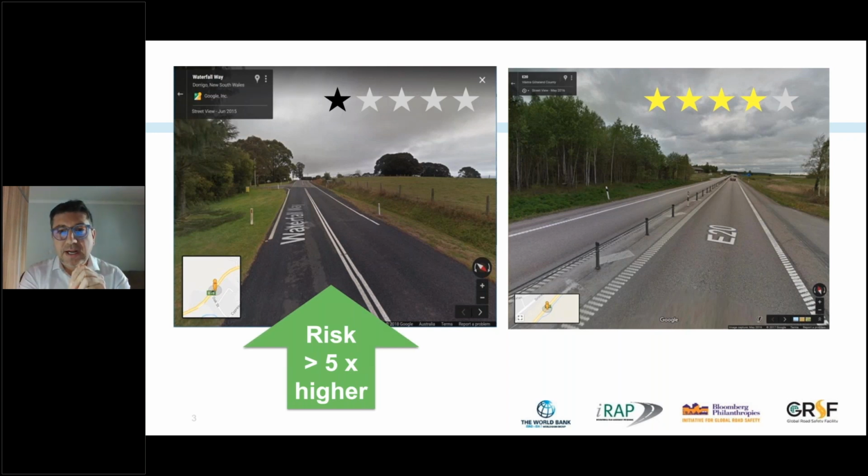So here you can see the differences between the 2 pictures. On the left, you don't have any shoulder, for example, and also the possibility of having a front crash is much higher than on the right, because on the right you have a barrier that is dividing the traffic. So the possibility of having an accident is much lower in the right picture. We are going to be advancing on this concept of the star rating and the risk of the infrastructure. Next one.